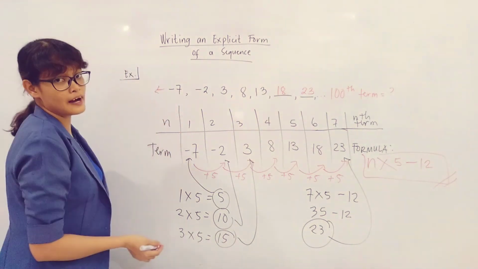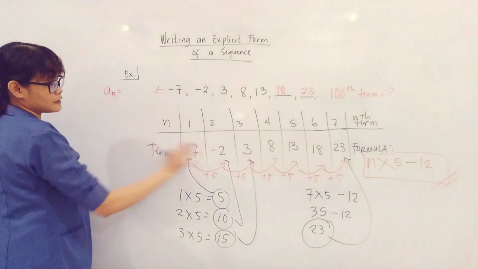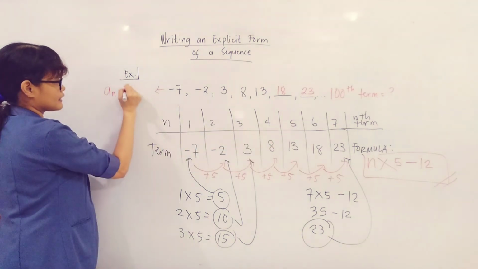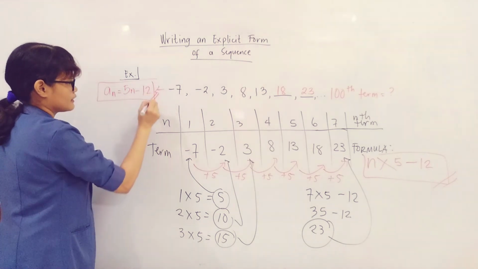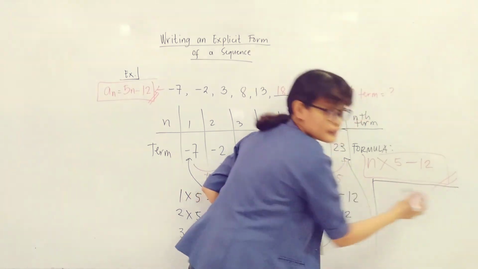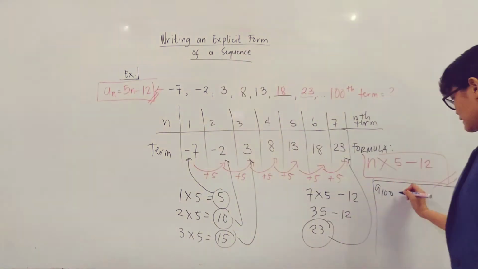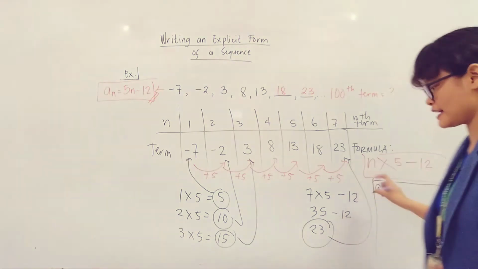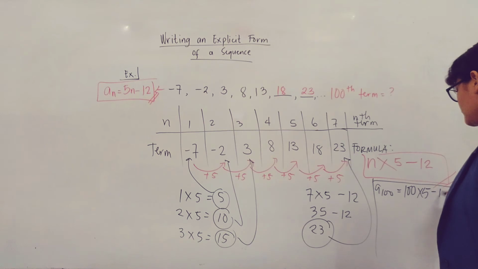Again, rewrite it. So you have your explicit formula for this sequence, therefore, is a sub n equals n times 5. So we can rewrite that one as 5n minus 12. Ayan. Okay, so therefore, our 100th term is, a sub 100 is equal to, replace it sa n, so you'll have 100 times 5 minus 12.